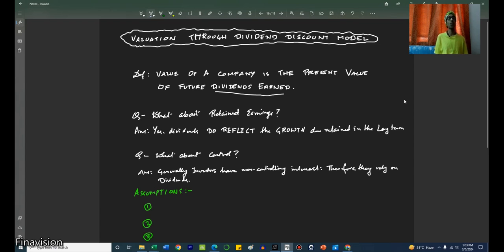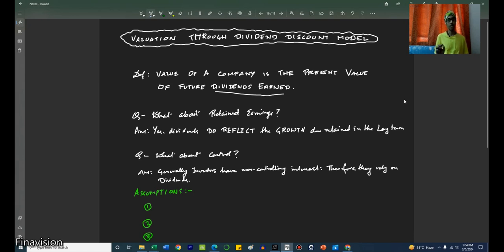Yes, dividends do reflect the growth. If the retained earnings make a company grow, then the dividends will also grow and the valuation will reflect that. Second is, what about control? Investors generally do not have a controlling interest, therefore all this synergy and control and decision making and real options, all these things do not apply. Therefore they rely on dividend and dividend growth rate to value the company.